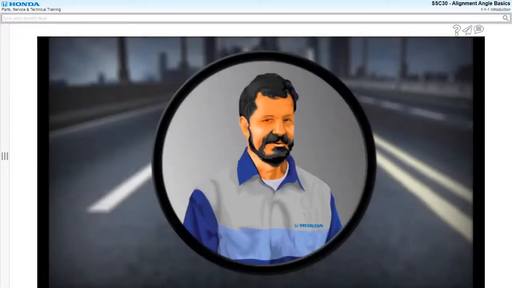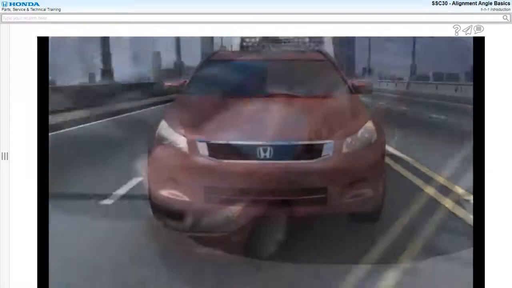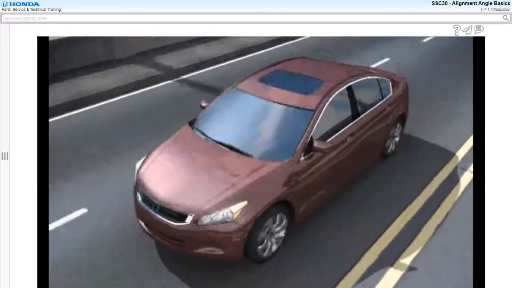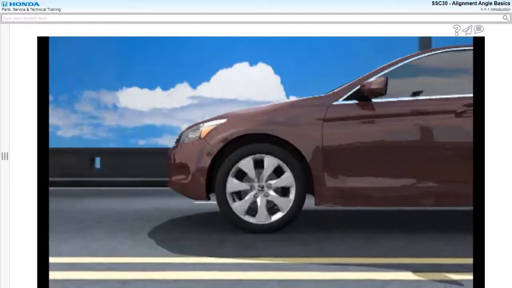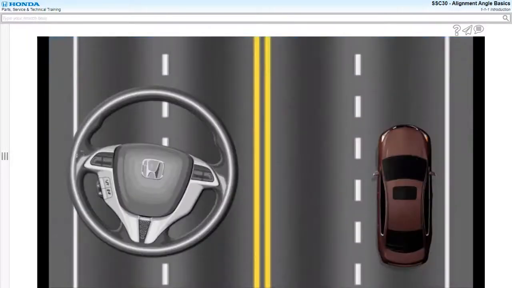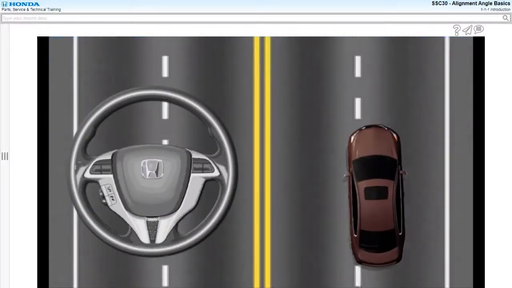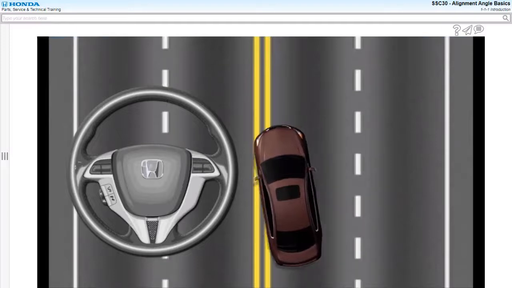Hello, welcome to Module SSC 30, Alignment Angle Basics. When we discuss alignment angles, we're referring to the angles that a vehicle's tires make in relation to the road surface and each other. Angles made by the positioning of certain suspension components will also be discussed. Understanding vehicle alignment angles is critical to repairing modern steering and suspension issues.